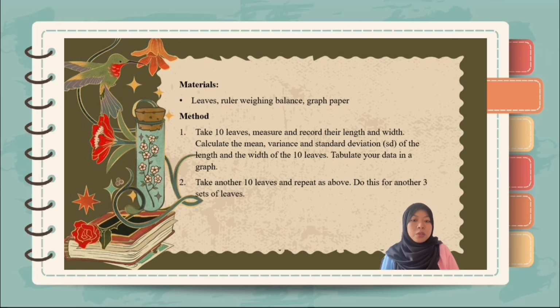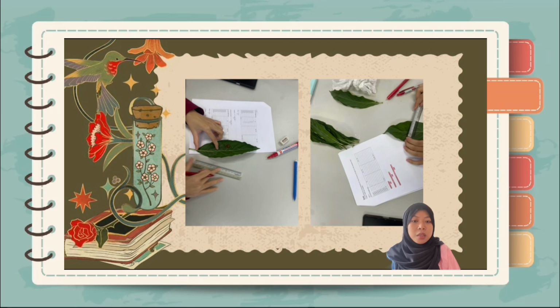The method that we use in this practical is we take 10 leaves, measure and record their length and width, and then we calculate the mean, variance, and standard deviation of the length and the width of the 10 leaves, and then we record the data on the graph paper. Next, we take another 10 leaves and repeat as above. We do this for another 3 sets of leaves. This is an example of how we record our length and our width.